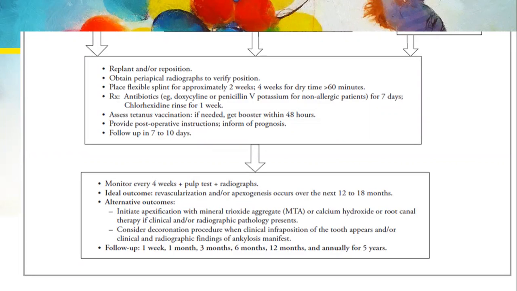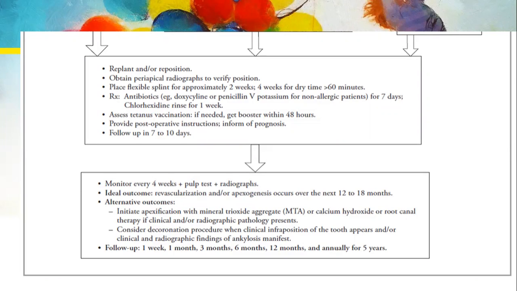So if you get an ideal outcome, revascularization or apexogenesis can occur over the next 12 to 18 months. And the alternative outcomes are to initiate apexification with MTA or calcium hydroxide, or root canal therapy if clinical or radiographic pathology is present. So in that condition, you have to keep an intracanal medicament.